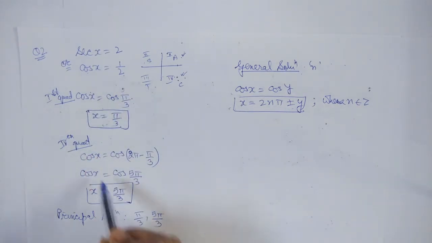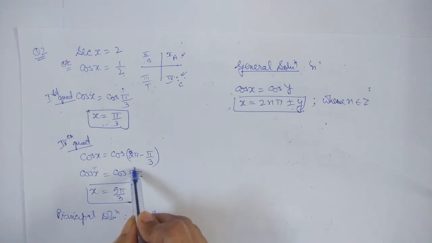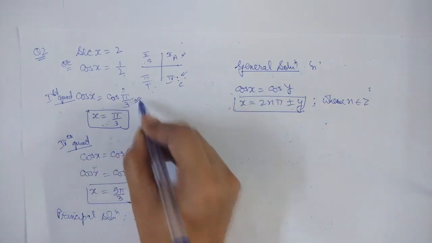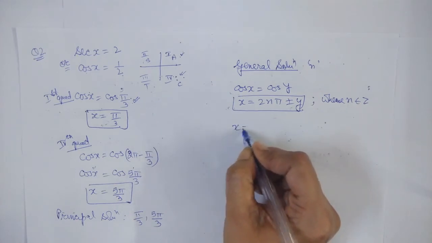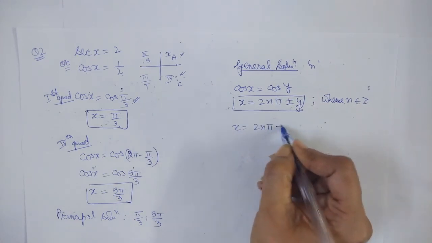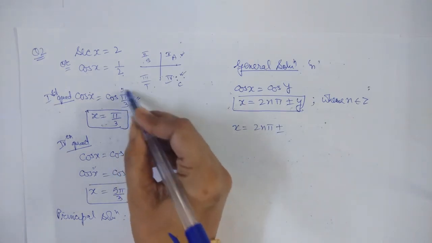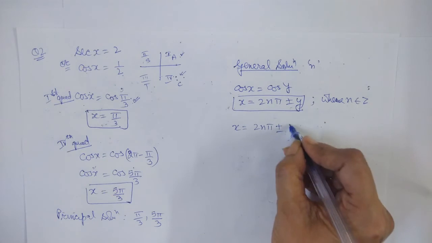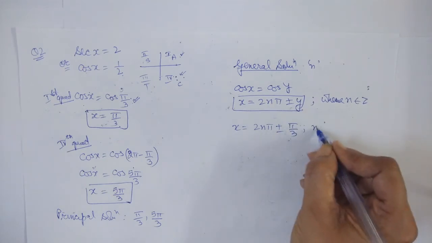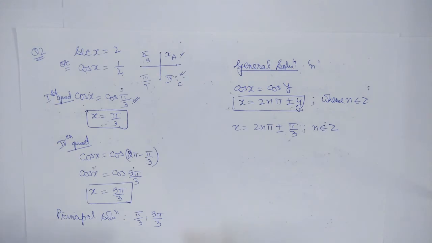Again I am saying, you can take x and y like this also. So cos x equals cos y. So the general solution will be x equals 2n pi plus minus pi by 3, where n belongs to integer. You can take y as 5 pi by 3 also. Though you can see the answer will look different, the answer is correct.